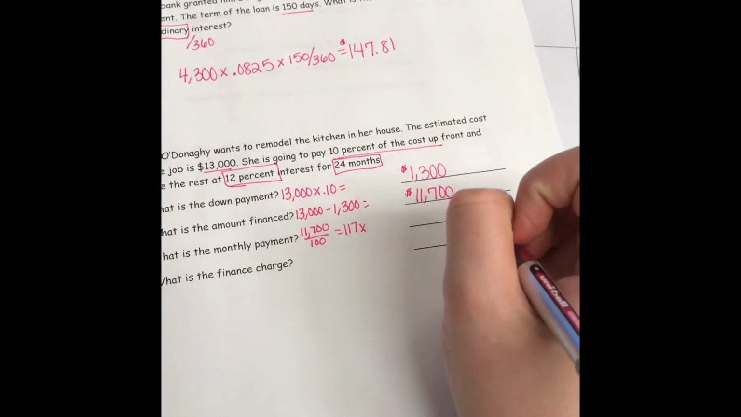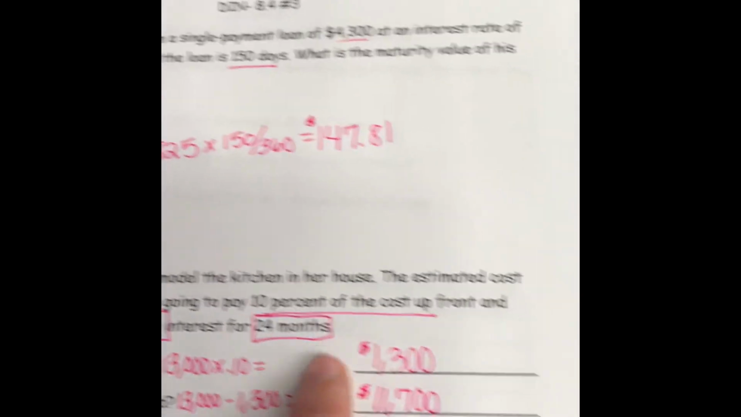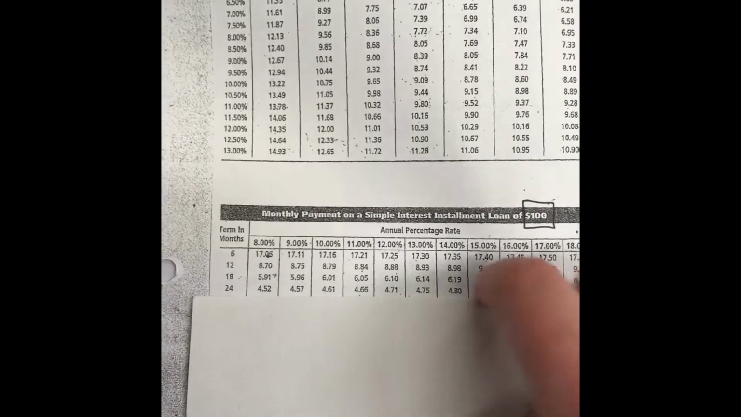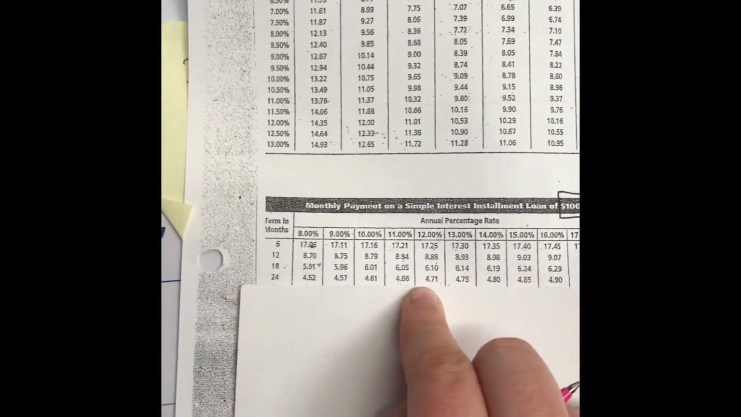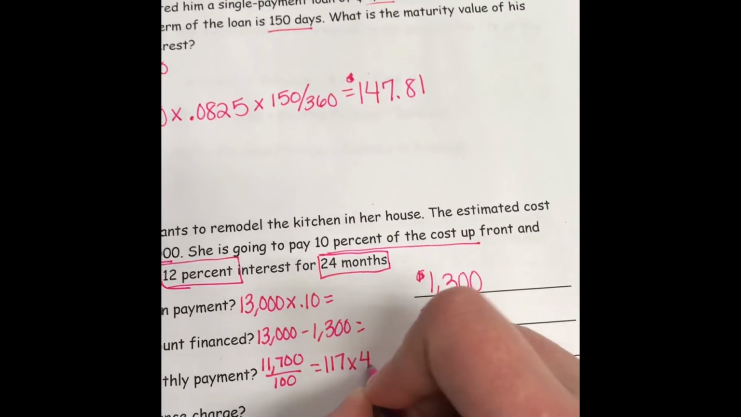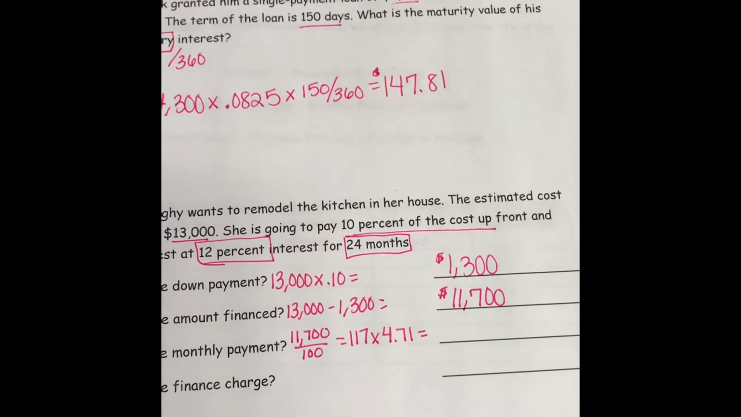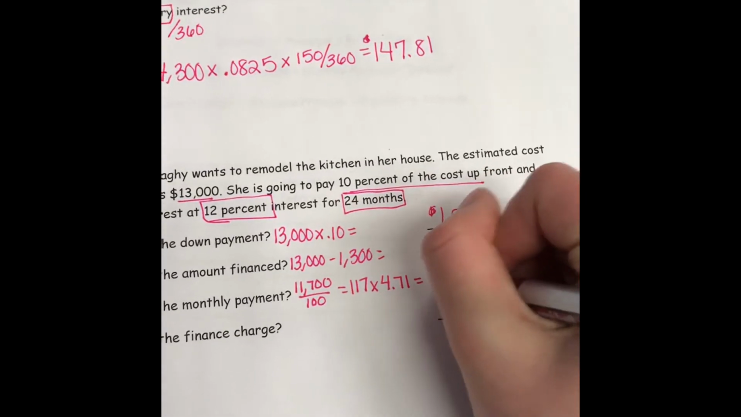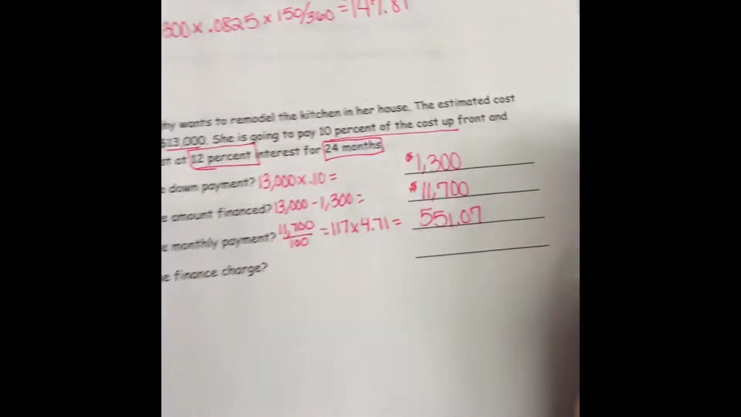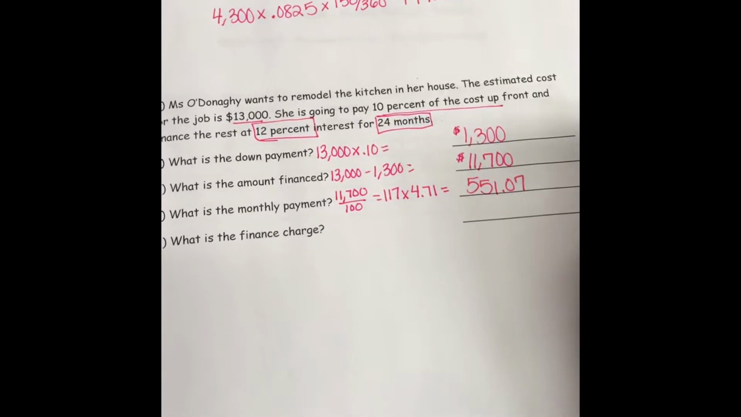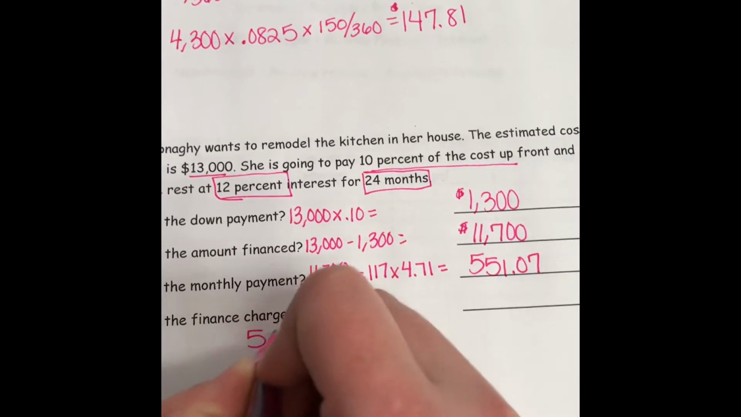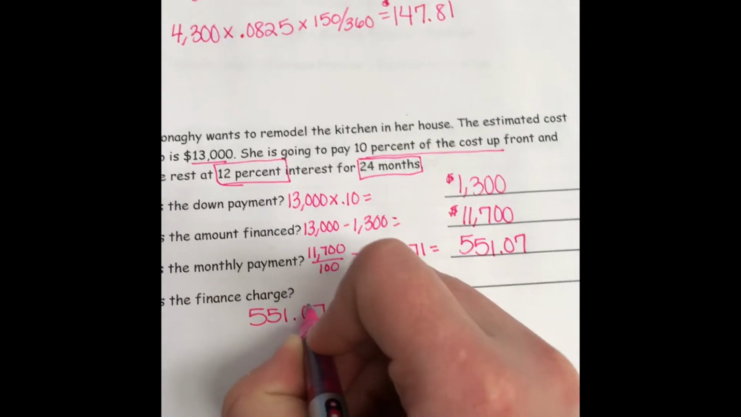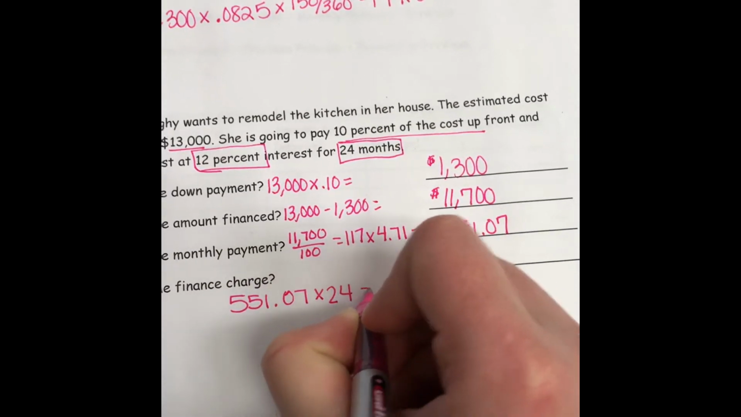I'm going to multiply that by the table value. So it's 12% for 24 months. I'm going to use my X card, go to 24 months, go down to 12%, which is 4.71. So when I multiply those, I get $551.07. So to find my finance charge, I'm going to take my monthly payment, $551.07, multiply it by the 24 months.